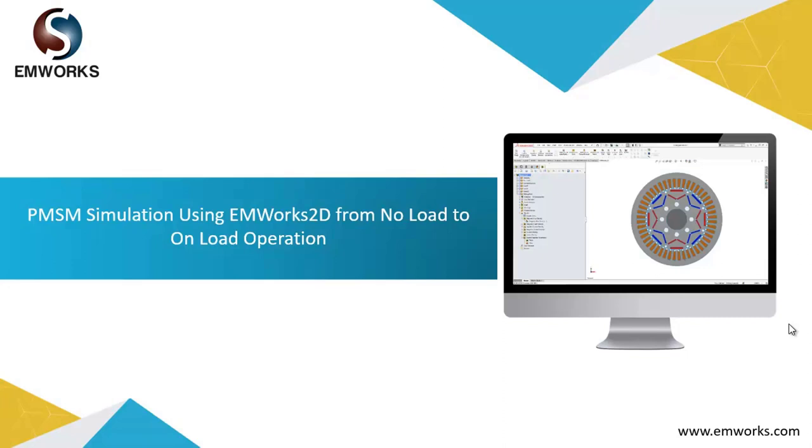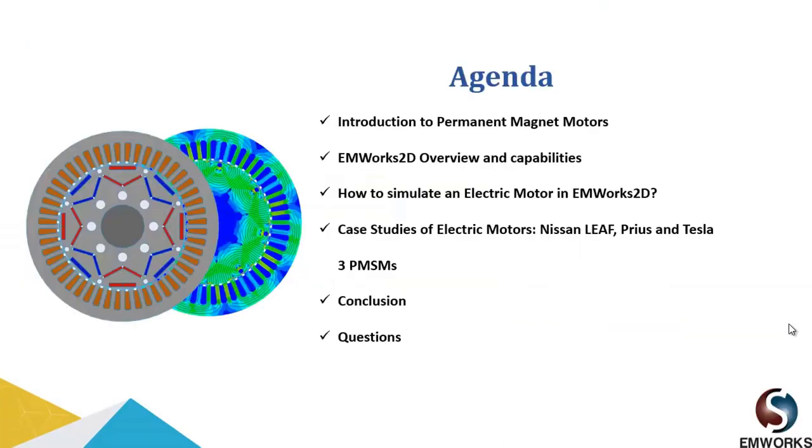Hello, everyone. Since you are registered to this webinar, you are really interested in PMSM simulation. So in this webinar, we will start with an introduction to permanent magnet motors. A solution to PMSM simulation is EMWorks2D. So we will tackle this by presenting an overview of EMWorks2D, its capabilities, and how we can use it to simulate electric motors through three different case studies: the Nissan Leaf, Prius, and Tesla 3 permanent magnet synchronous motors. And before moving to the questions, we will end our presentation with a conclusion.